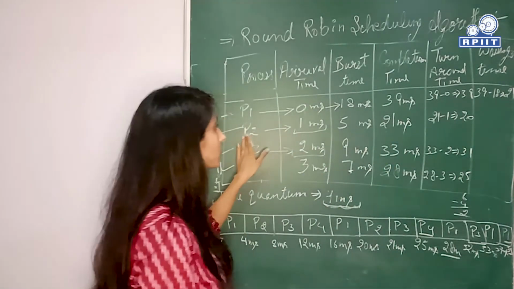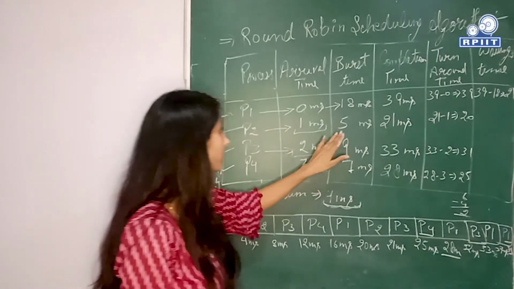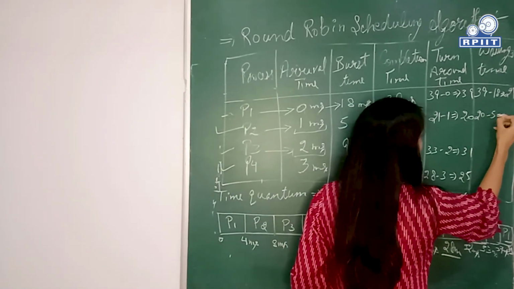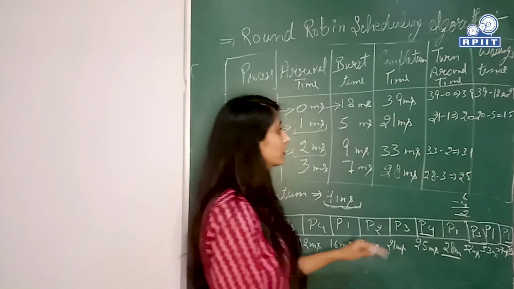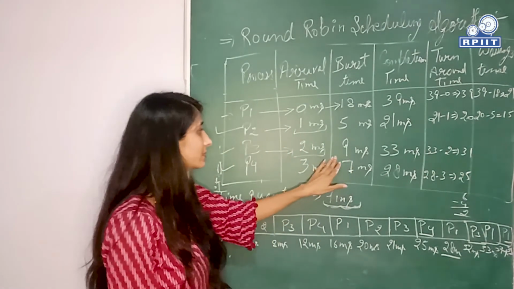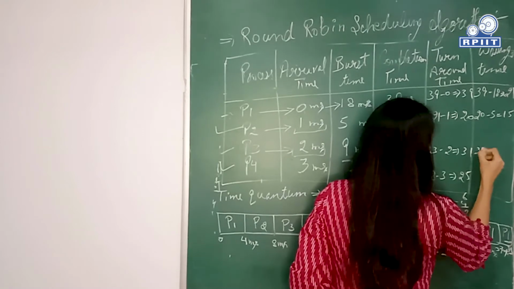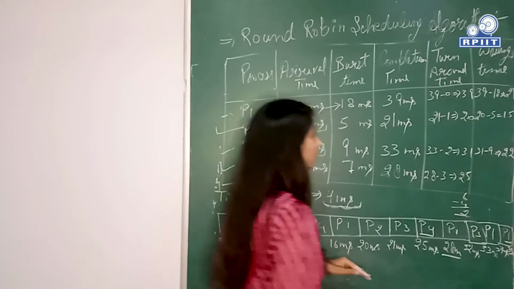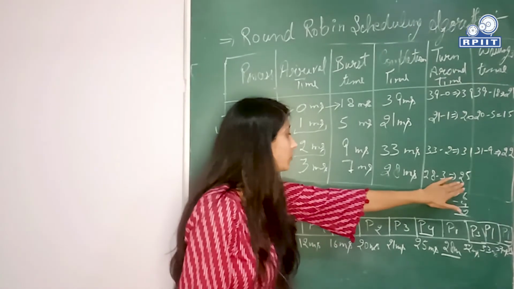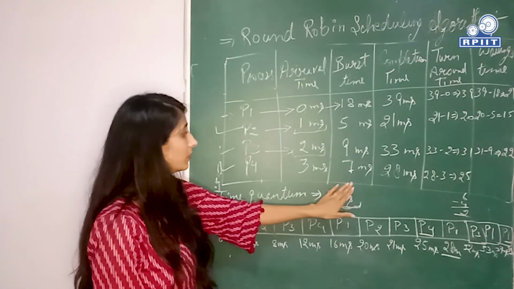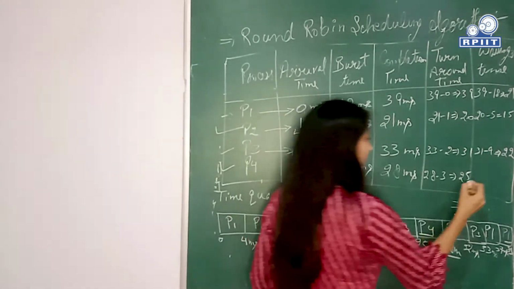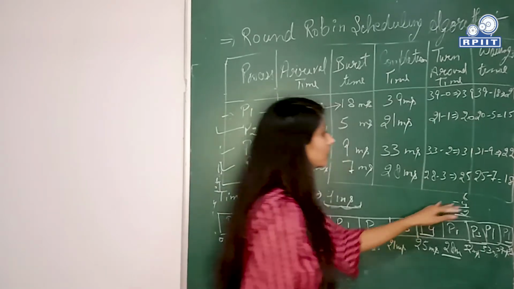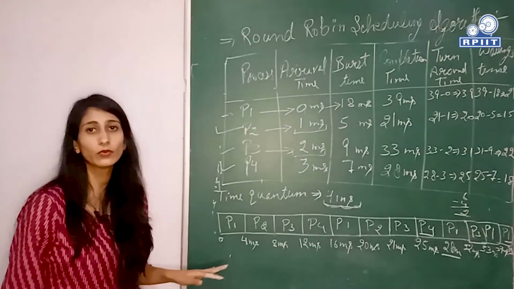And P2's turnaround time is 20. 20 minus 5 is 15. P3's turnaround time is 31 and burst time is 9. 31 minus 9 is 22. Turnaround time of P4 is 25. 25 minus burst time of P4 which is 7. 25 minus 7 is 18. So, here we have calculated the waiting time of all the 4 processes.